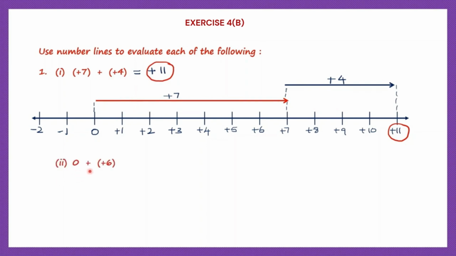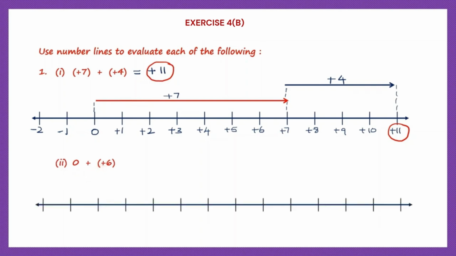Here we have 0 plus +6. Let's draw our number line first. It's an integers number line. Let's start with a 0. We have 0 and then 1, 2, 3. Remember, these are all plus signs: +1, +2, +3, and then +4, +5, +6, and +7. And on the other side, we have negative integers: -1, -2, -3, -4, -5, and -6.